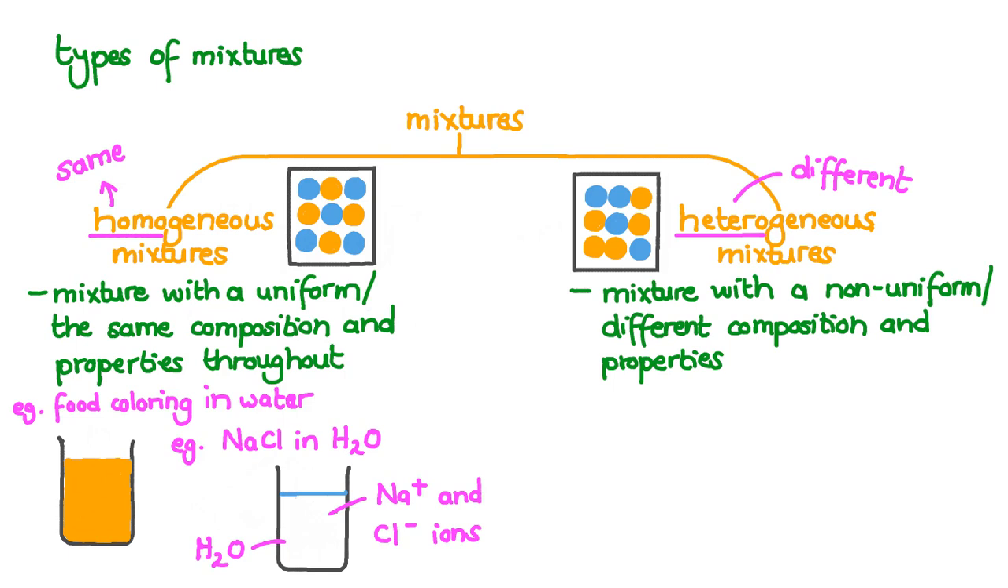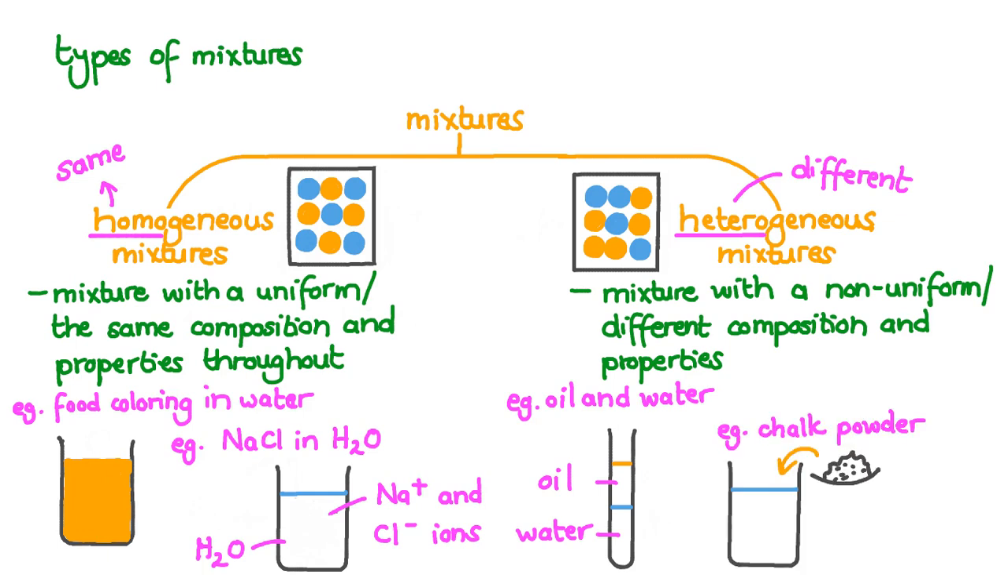What about examples of heterogeneous mixtures? When oil and water are added together, distinct layers form. The less dense oil floats on top of the more dense water. The composition and properties of the upper oil layer differ from the composition and properties of the lower water layer. The two different components are clearly visible.